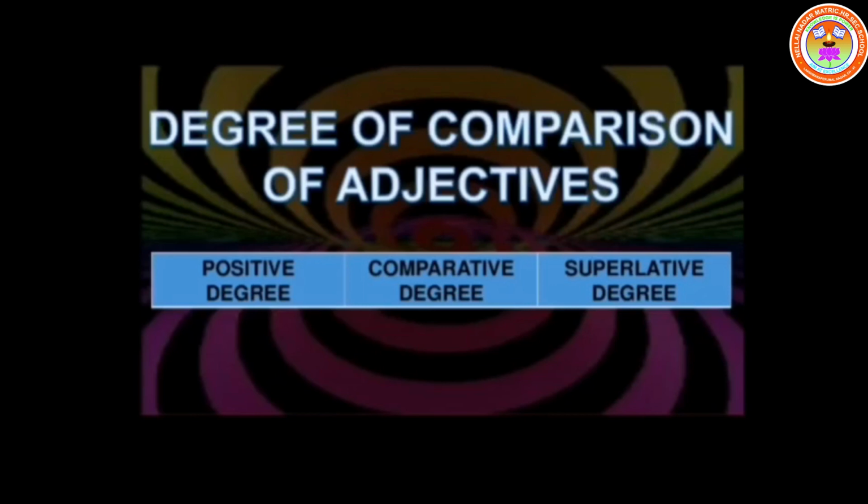Then last one, superlative degree. Here comparison is done among several persons or objects. Superlative degree is used when more than 2 or more things are compared. It is formed usually by adding est to the adjective or adverb.